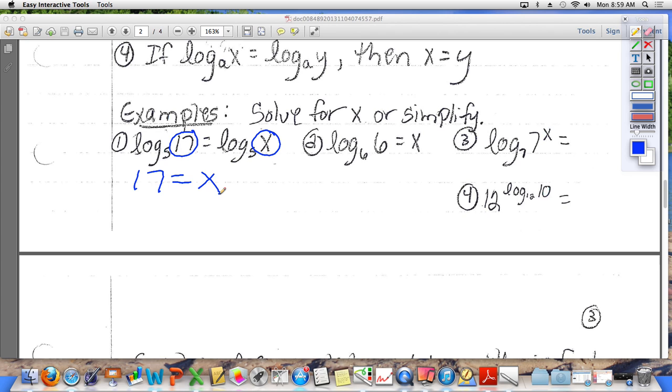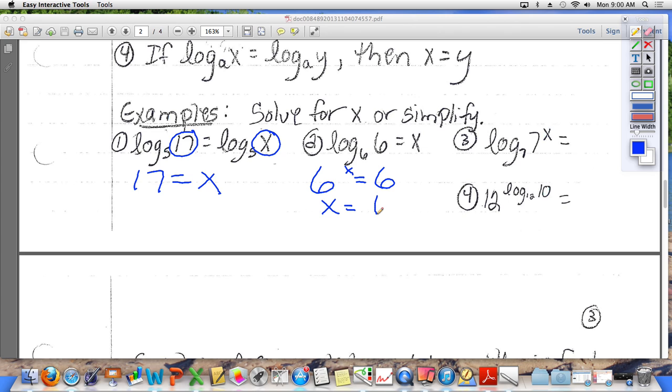Look at your properties above. If you have log base 6 of 6 equals x, that means 6 to the power of x is equal to 6. So what is x, you guys? 6 to what power is 6? It's 1.